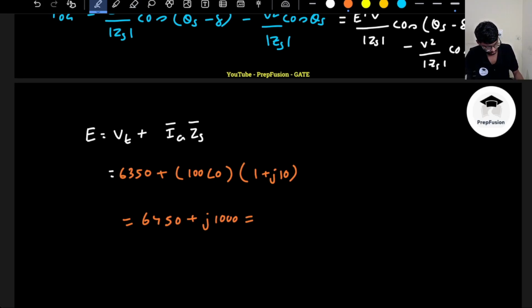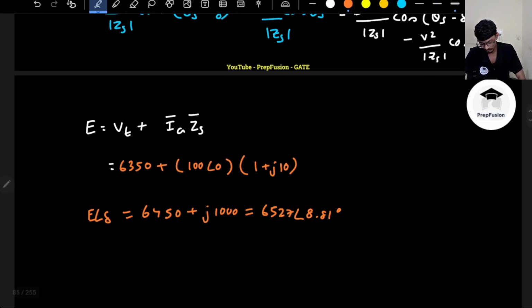The square root of 100 square plus 6450 square, so E angle delta will come out to be 6527 angle. What is the angle? So angle will be tan inverse of 1000 divided by 6450, so this will be 8.81 degrees. Okay, this will be the angle basically.